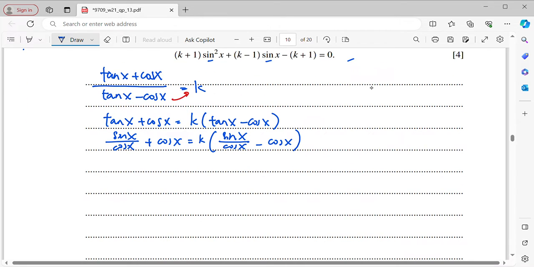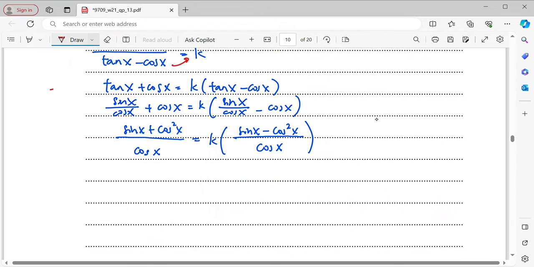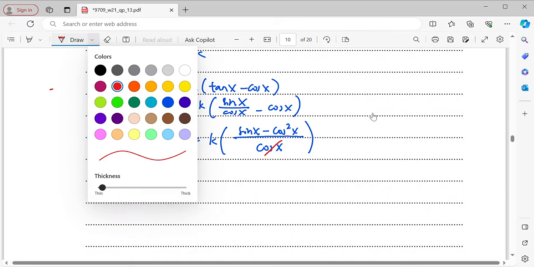Alright, so from here, we need to get the same denominator, which is cos square x. Then I will be getting sine x plus cos square x equals k bracket over cos x. Oh, sorry, it will be cos x because the denominator is cos x degree 1. Then first term will be sine x. Second term, if you make it over cos x, it will be cos square x. Then since we get the same denominator from both sides, I will just ignore it. And then I will just do the expansion.